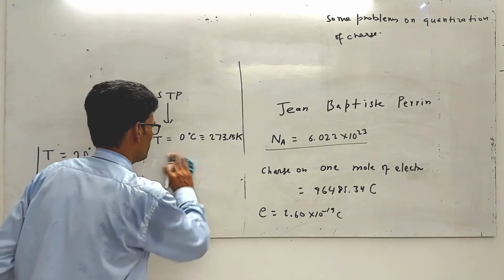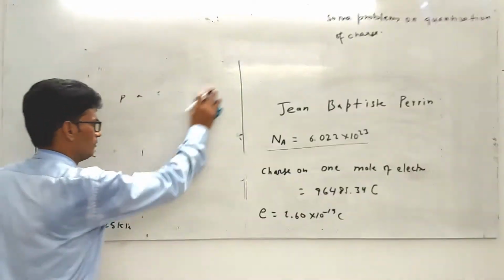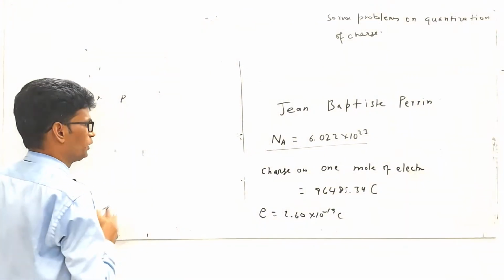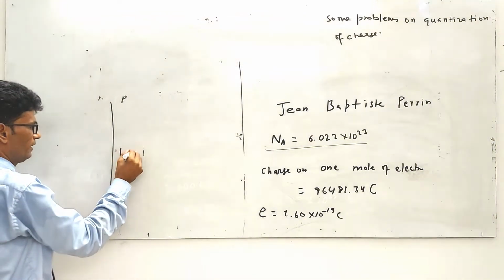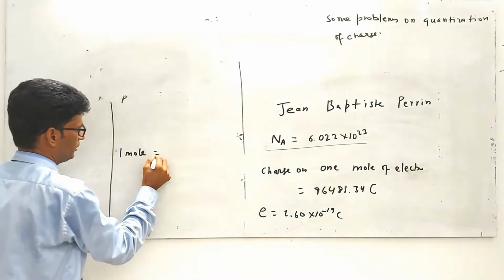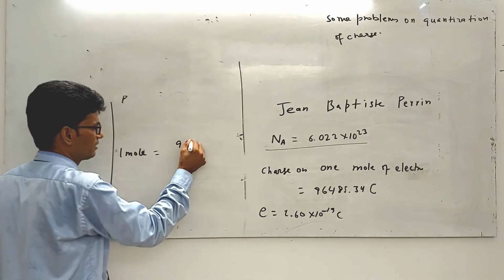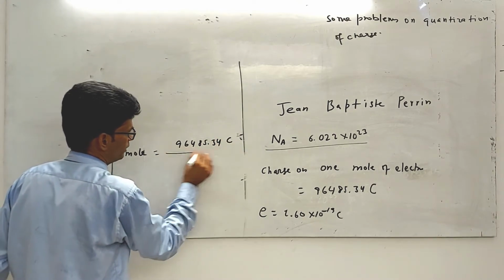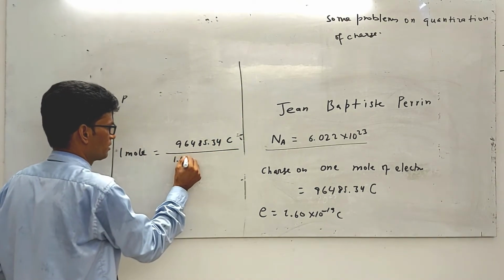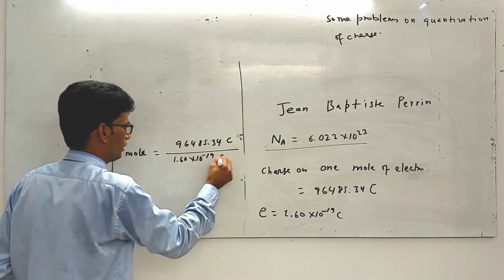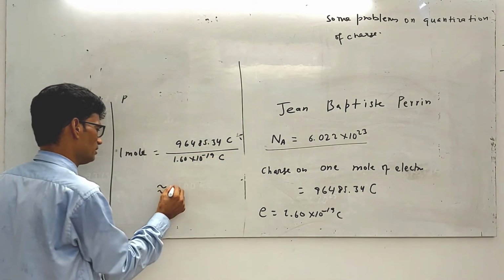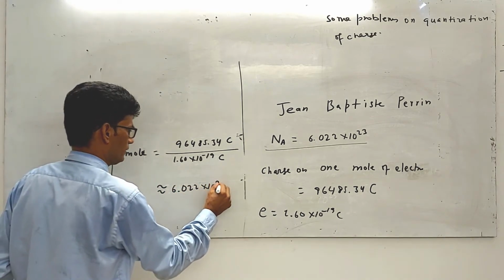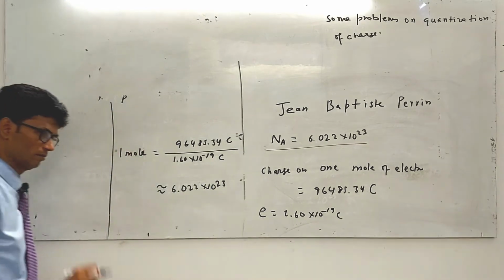Now we are in a position to find the value of 1 mole. What is 1 mole? Here 1 mole is a pure number. This comes out to be 96,485.34 Coulomb divided by 1.60 multiplied by 10 to the minus 19 Coulomb. So approximately this comes out to be 6.022 into 10 to the power of 23. That is a pure number. That's all, 1 mole.